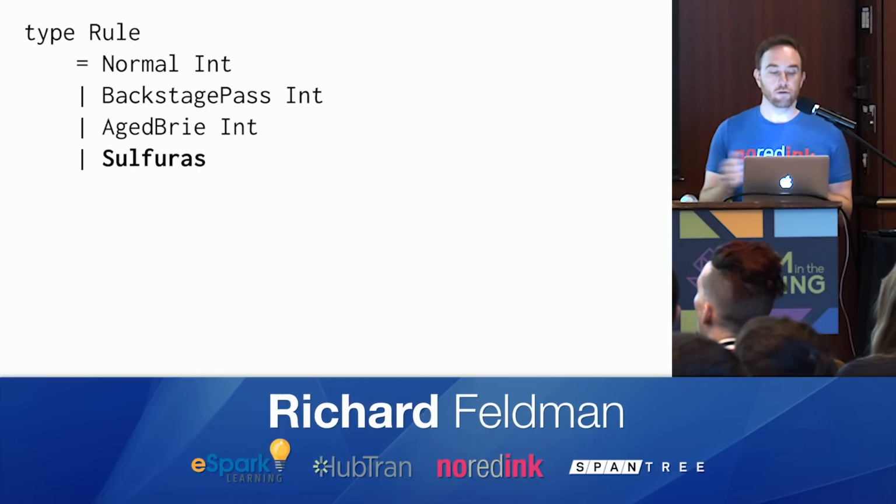I'll make a new type called Rule, and it's essentially saying, okay, if we're a normal item, the rule is we do have a sell-by date. If it's a backstage pass, yeah, then we also do.